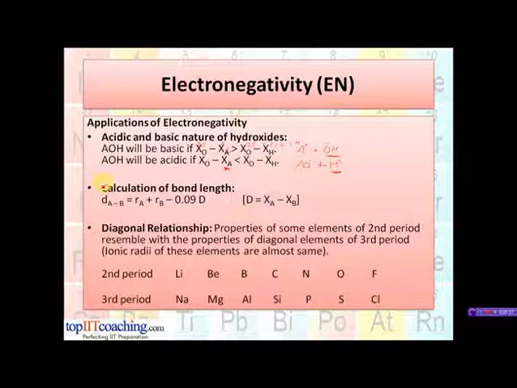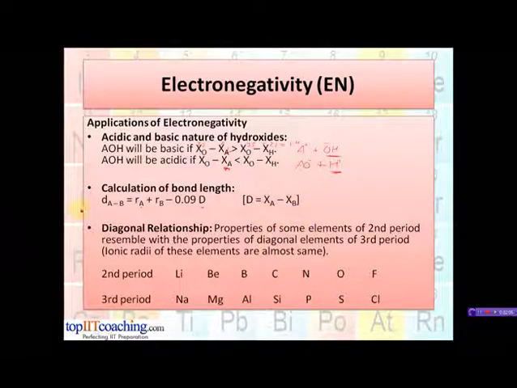Another application of electronegativity is the calculation of bond length. The length of the bond between atom A and atom B, which is denoted by DAB, is equal to RA plus RB minus 0.09 D, where RA and RB are the atomic radii of A and B respectively, and D stands for the difference in the electronegativities of A and B.